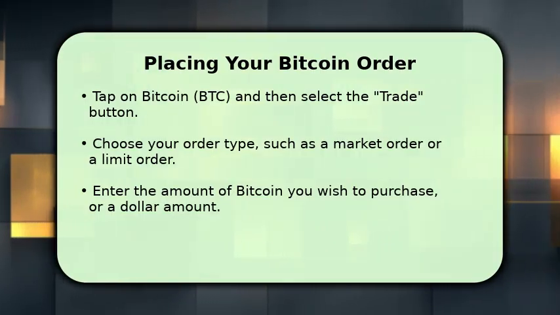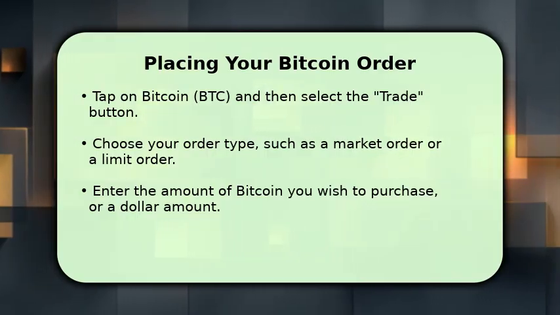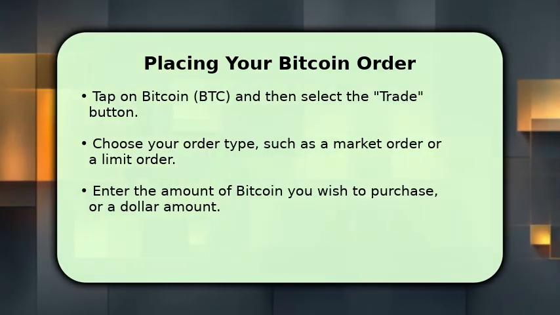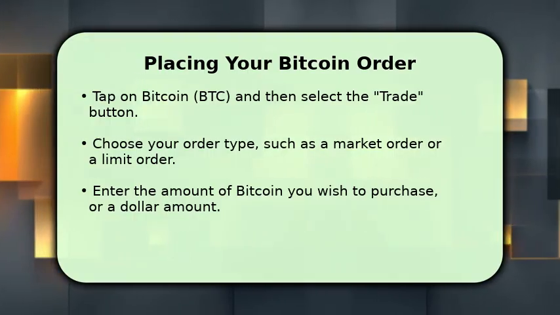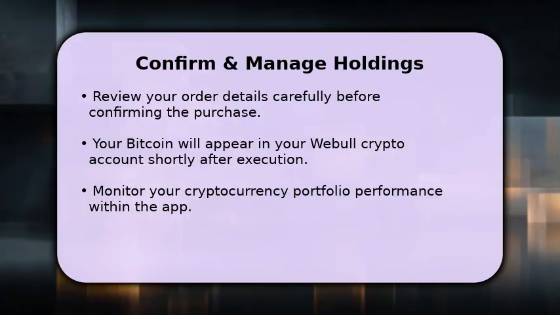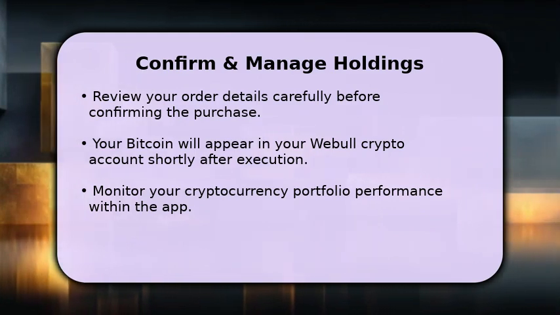You'll then choose your preferred order type. A market order executes immediately at the current price, while a limit order lets you set a specific price. Finally, enter the amount of Bitcoin you want to buy, or simply a dollar amount. Before finalizing, always take a moment to review all your order details to ensure everything is correct.